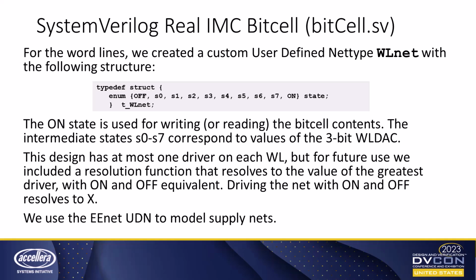And the system we're going to model here is going to use 3-bit DACs to drive the word lines. So each DAC has 8 states, and each state is going to get a separate enumerated state. And then there will be an off state for completely off and an on state for actual writing and reading the bit cell contents. And we also put in a resolution function just in case there's an opportunity to have multiple drivers on a WL net. However, we don't really use that in this model since each line just has one DAC driving it.